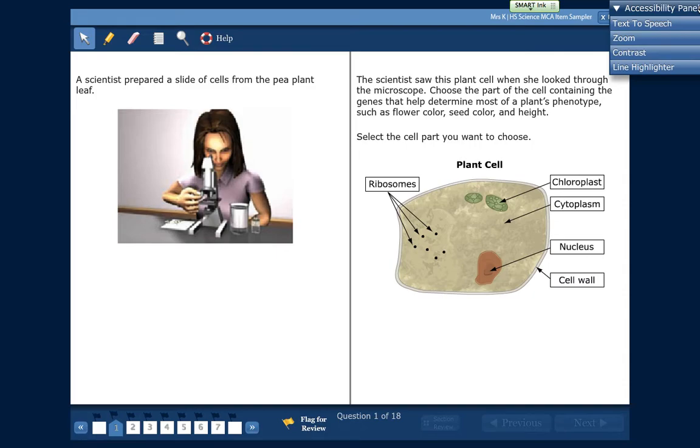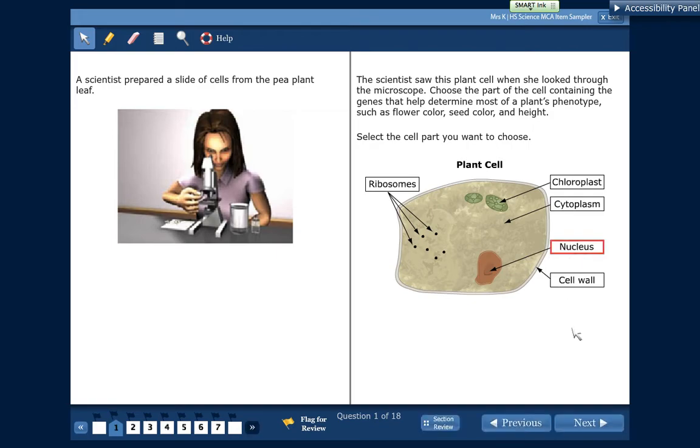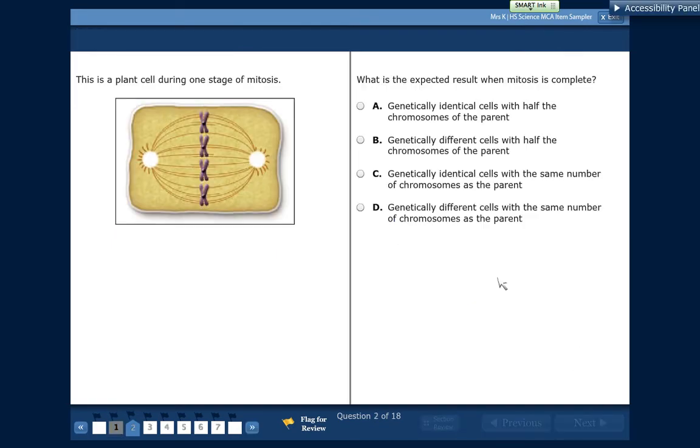A scientist prepared a slide of cells from a pea plant leaf, and here's the picture. The scientist saw this plant cell when she looked through the microscope. Choose the part of the cell containing the genes that help determine most of a plant's phenotype, the way it looks, such as flower color, seed color, and height. So you just have to select what part contains the genes. The ribosomes do not, the chloroplast does not, the cytoplasm, that's the liquid portion, the cell wall is the outside. The nucleus contains that, so you just pick it and press next.